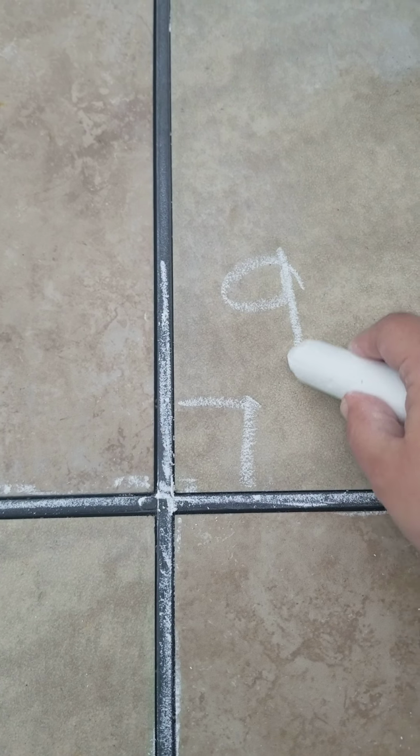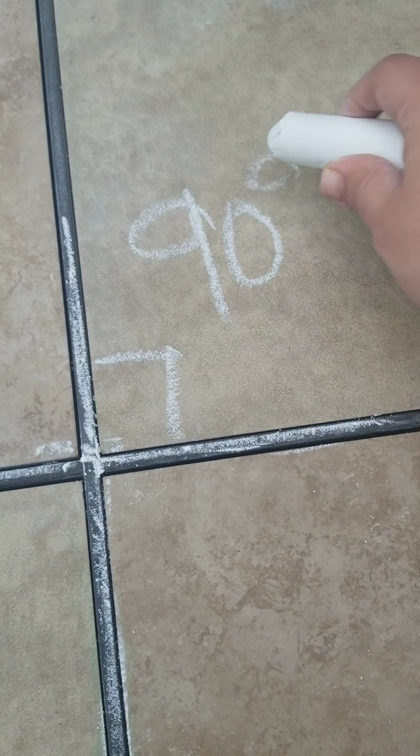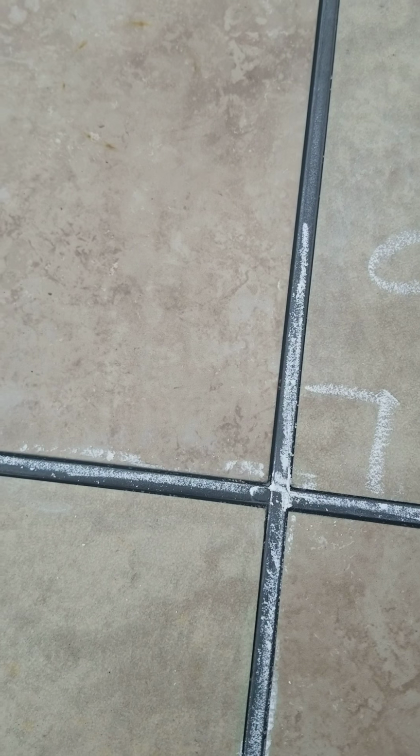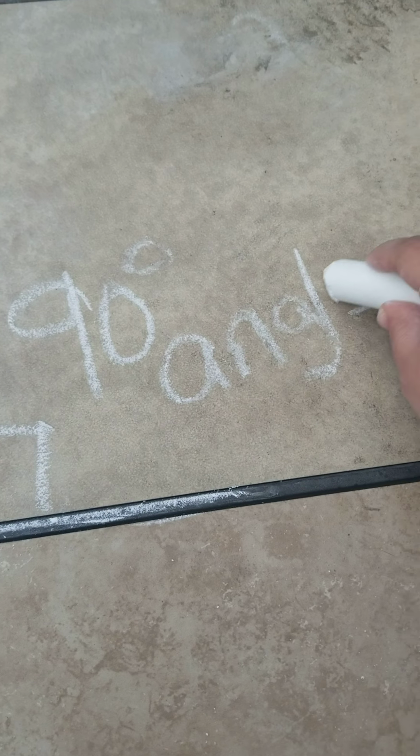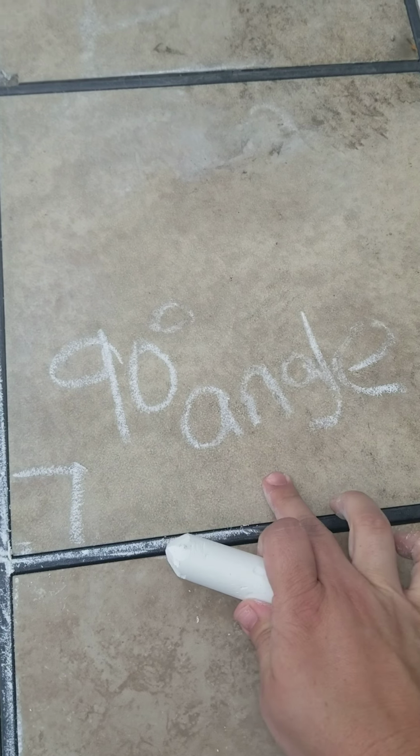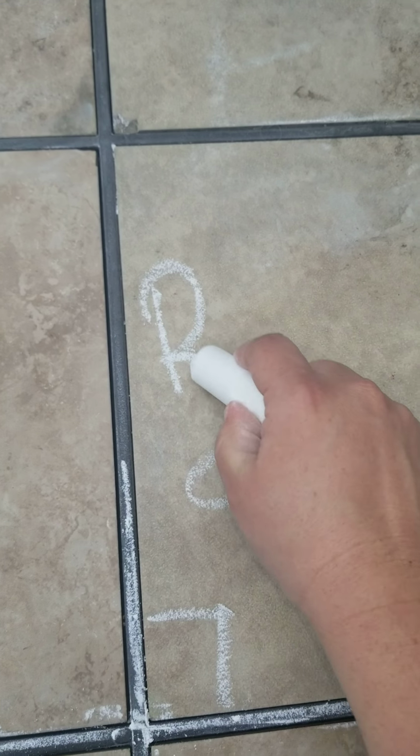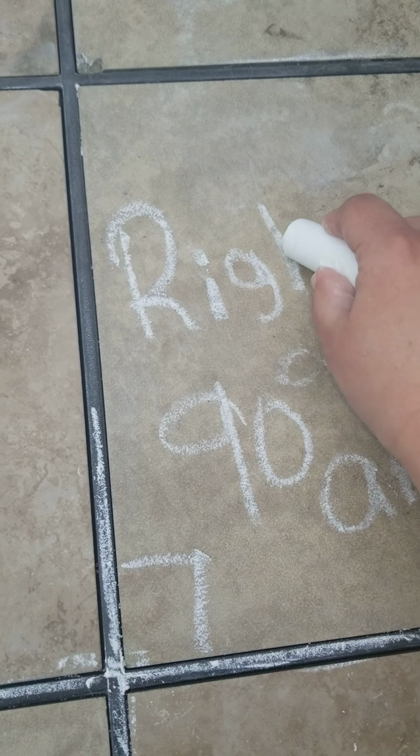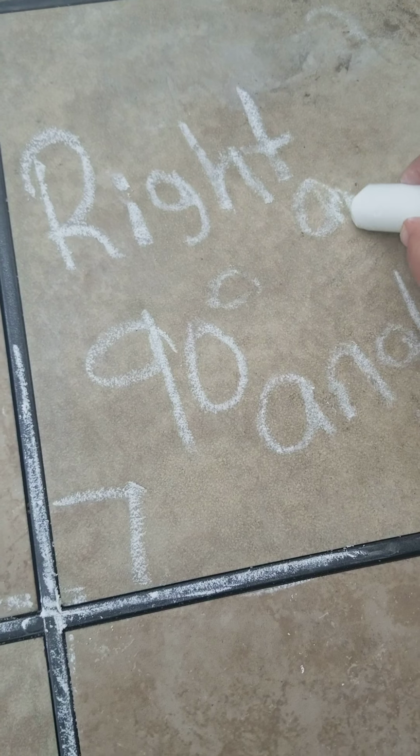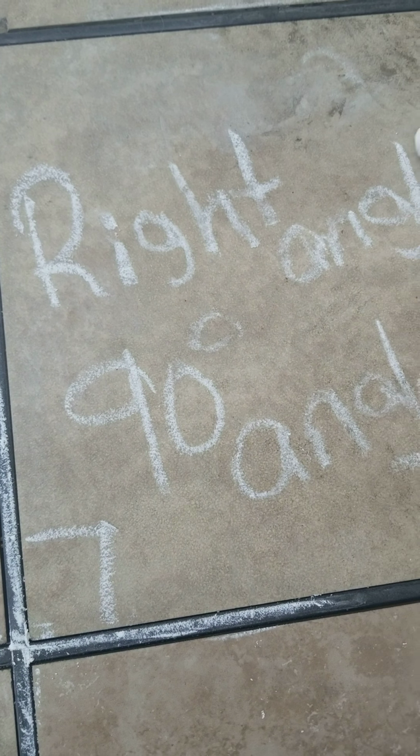I'm going to write this down. 90-degree angle. This is also known as a right angle. So a 90-degree angle is known as a right angle. Let me write this real quick. Sorry, I'm writing with big old chalk.